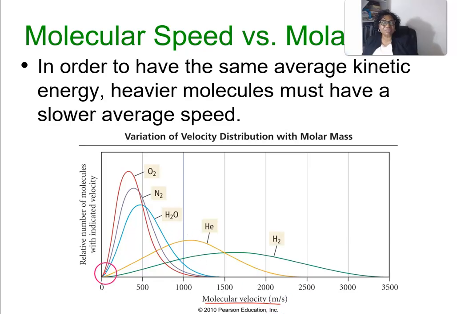But when it comes to the heavier ones, you see, the water molecule is 18. This is 28. And this is 32. So the heavier they are, their speed is slower. So this is the variation of velocity distribution based on the molar mass.